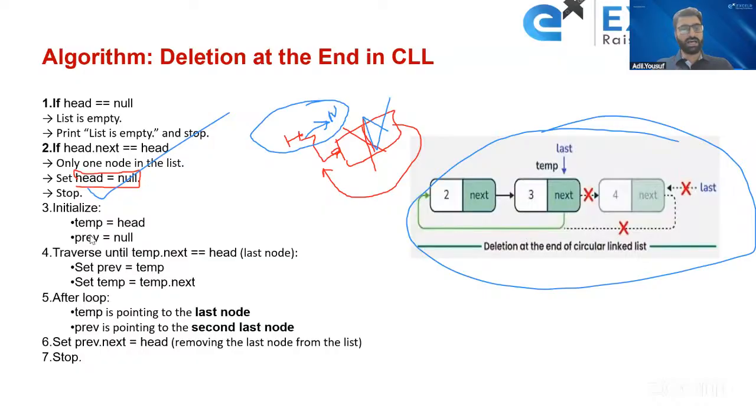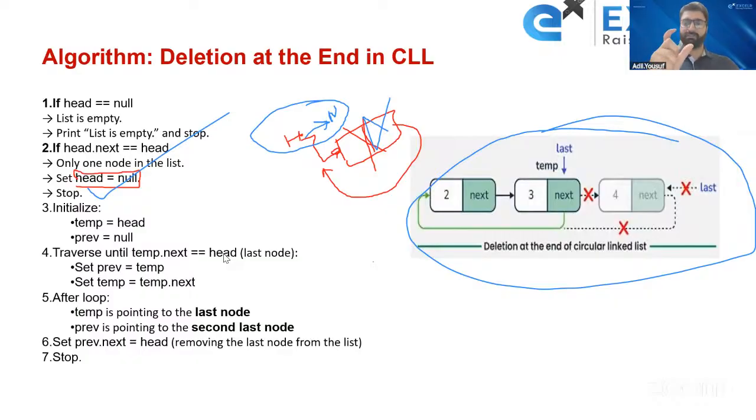Now we'll traverse to the last node. How do we traverse to the last node? Simple. Temp dot next is not equal to head. If temp dot next is head, what does this mean? It means it is the last node. So we'll loop until temp dot next is equal to head. When temp dot next is not equal to head, it means we have not reached the last node. Once we reach temp dot next equivalent to head, we will say that it is the last node. As we know, it is a circular list, so this last node should point to the head. So we will loop until temp dot next is equivalent to head.